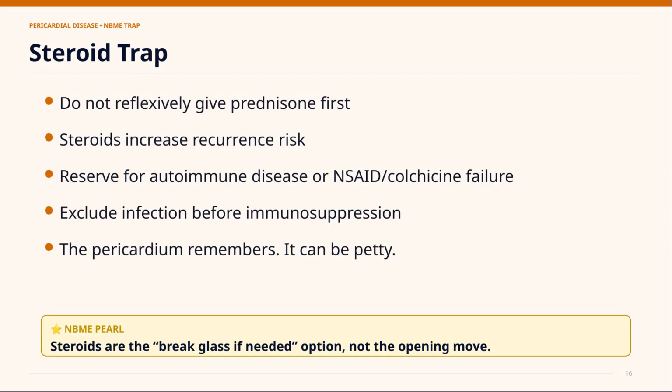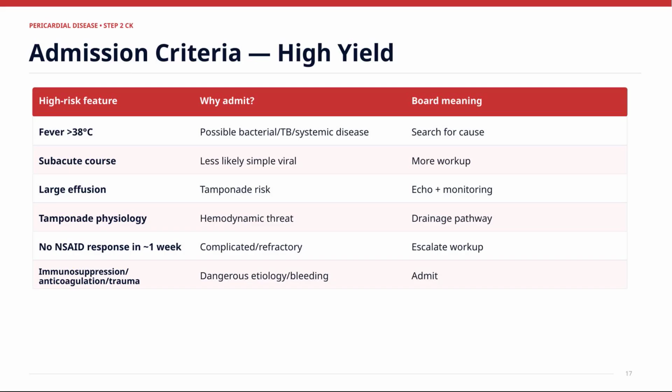Who gets admitted? Fever over 38 degrees Celsius. That raises suspicion for bacterial, TB, or systemic disease, so go search for a cause. A subacute course makes simple viral pericarditis less likely, more workup needed. A large effusion carries tamponade risk. Echo and monitor closely. Tamponade physiology itself is a hemodynamic threat.